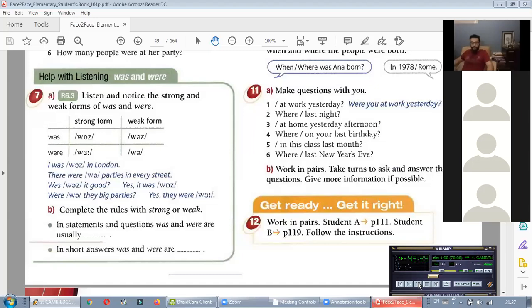Were. Can you repeat? All right, let's repeat that. Good, but there were parties in every street in the country. Wow. Were they big parties? Yes, they were. And was there any food? Oh, yes, there was. There were. My family was very. Was. Was. Were. Were.